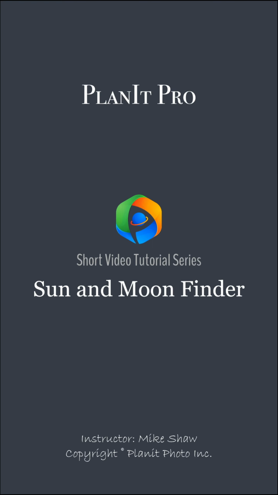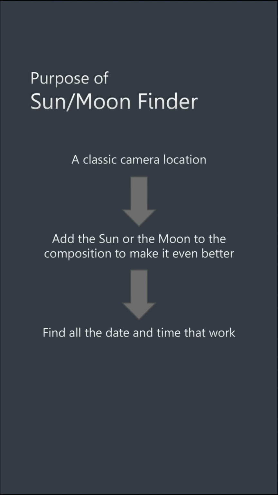I'm Mike Shaw. In this video, let's talk about the incredible Sun and the Moon Finder page. This is one of my all-time favorite Planner tools and I know that you're going to love it. Let's say you're at a classic camera location with a perfect composition. However, you really want to include the Sun or the Moon to avoid just another shot from a known location. This is when the Sun and Moon Finder feature is perfect.